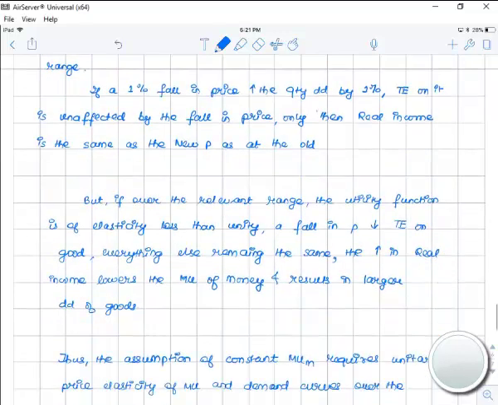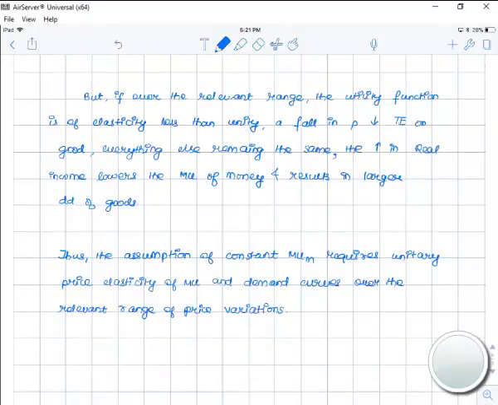But supposedly, if in the relevant range, the utility function has the elasticity of less than unity, then what will happen? When there is a fall in price, total expenditure can increase? Sorry, a fall in price will reduce the total expenditure, everything else remaining the same. When it reduces the total expenditure and the prices have fallen, real income will increase. And this increase in real income will lower the marginal utility of money. You understand what's the way out, right?